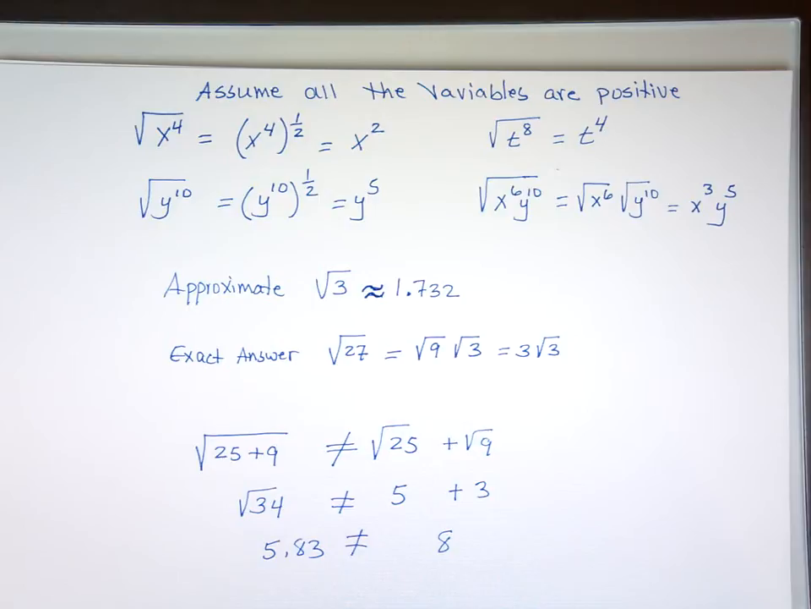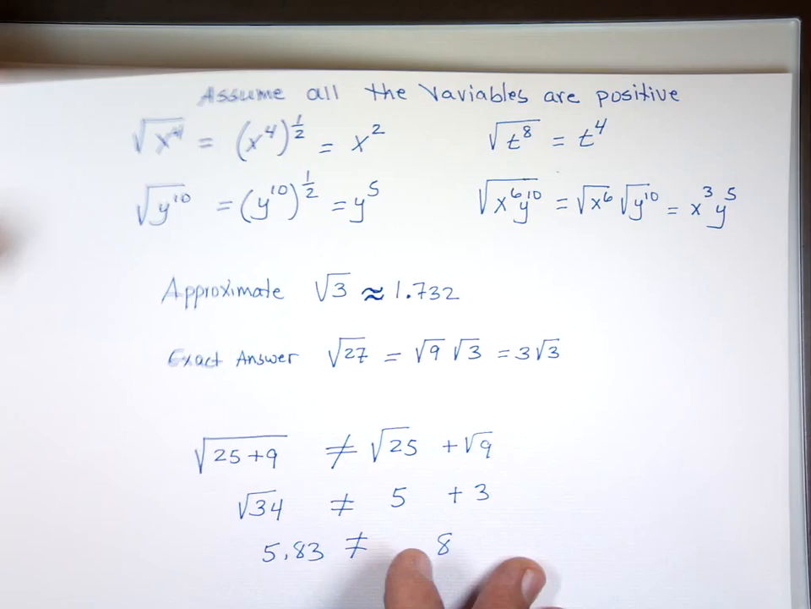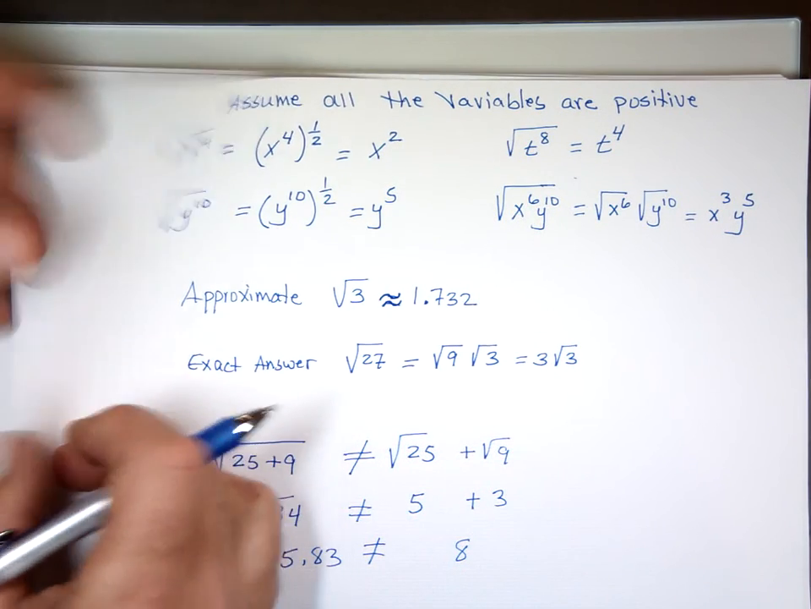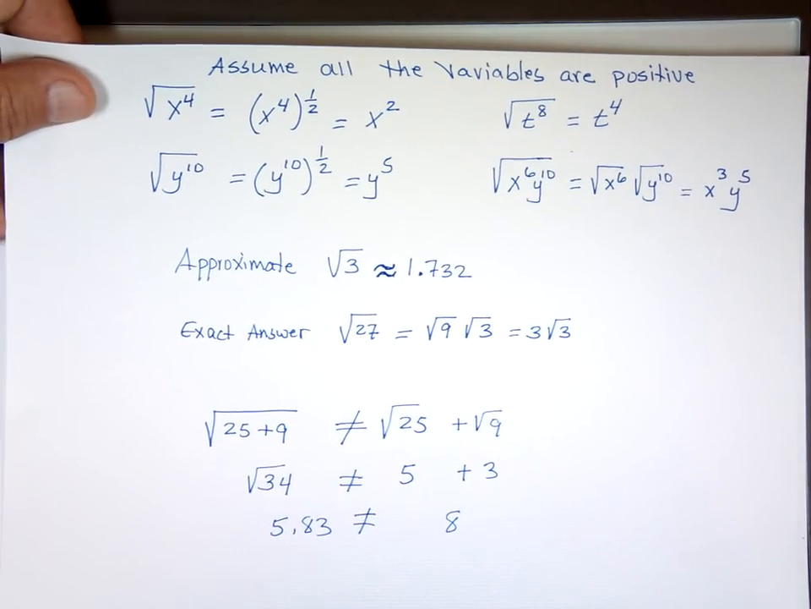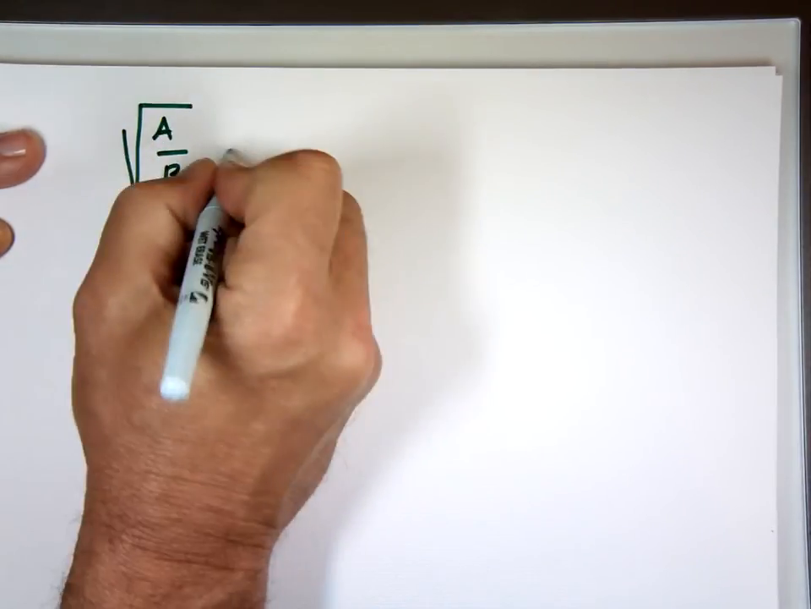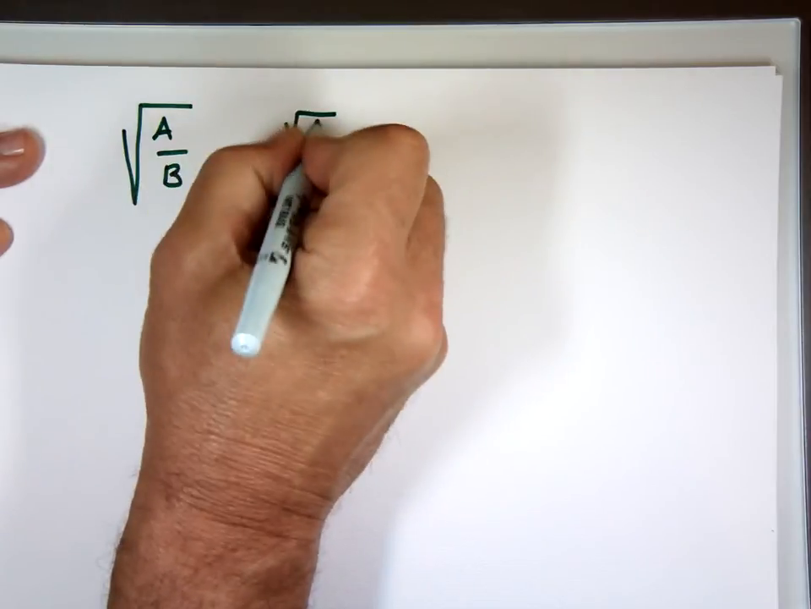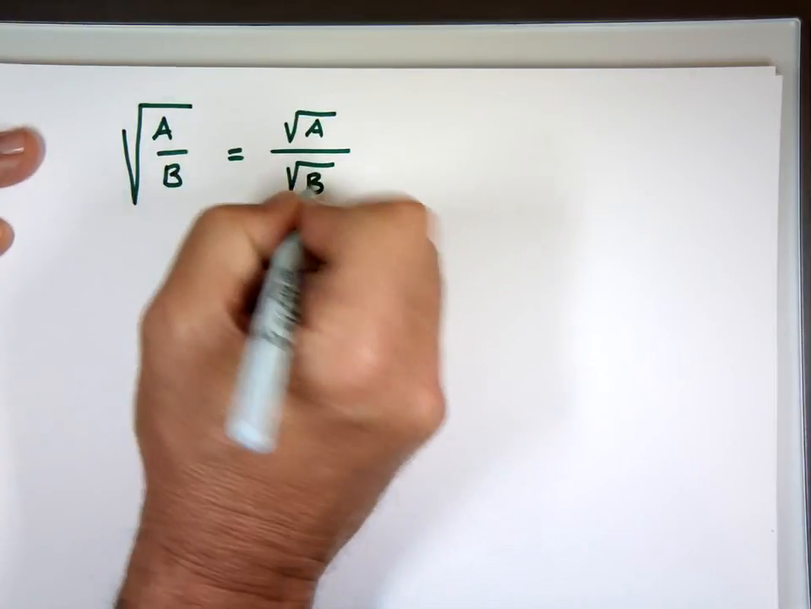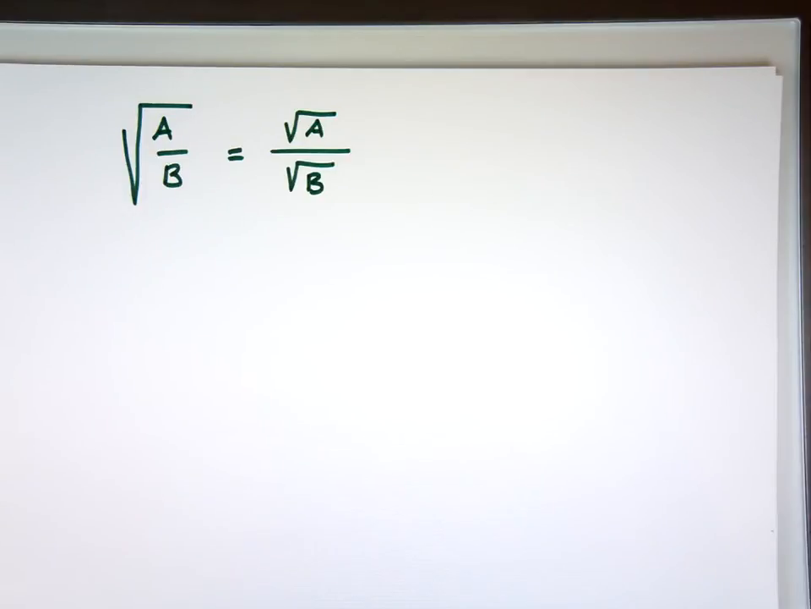So you can't break up an addition or subtraction when you have a square root. You can only do multiplication and division. Our book doesn't show us the division, but I'll add it there anyway. You never know if we need it or not. If you want to divide, the square root of a over b can be broken down to the square root of a over the square root of b. You can work back and forth.